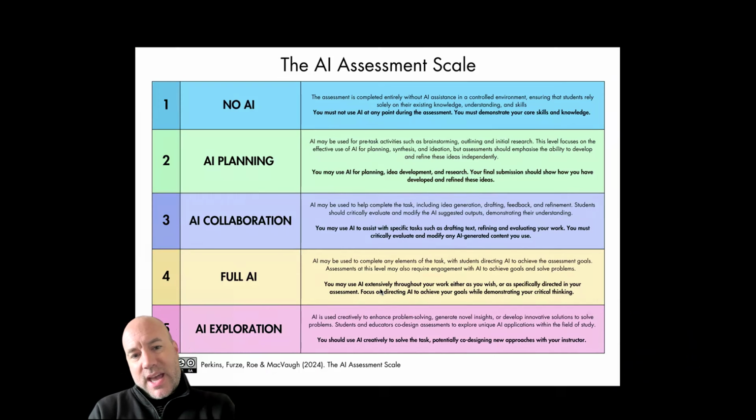The AI assessment scale, some of you will be familiar with this, came out of my work with Mike Perkins, Jasper Rowe, and Jason McFaul. We published version 1 of the assessment scale in 2023, and then we updated to this version 2 in 2024. All of the resources to support the AI assessment scale can be found at aiassessmentscale.com. And I would encourage you after watching this webinar to go away and review some of those resources.